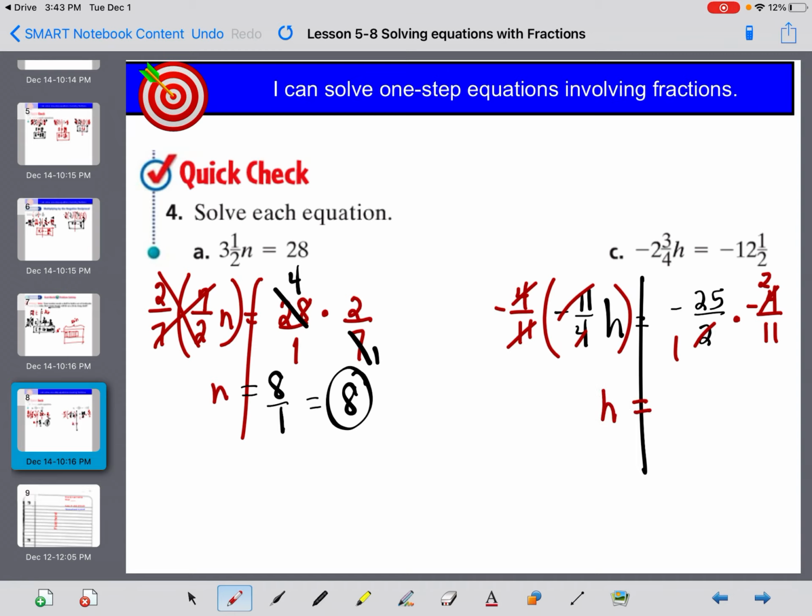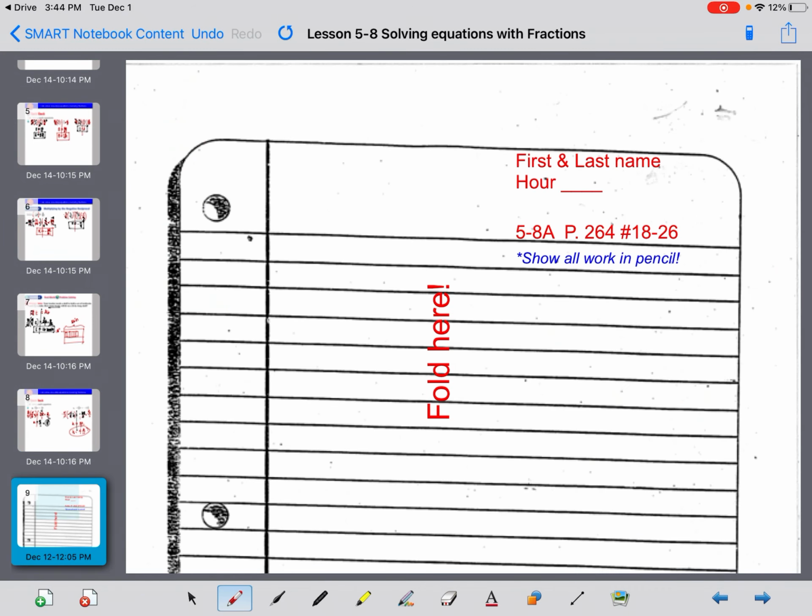25 and 11 have no common factors except 1. A negative 25 times a negative 2 is a positive 50. 1 times 11 is positive 11. But we don't leave it improper. It goes in there 4 times. So h equals 4. 4 times 11 is 44. And 6 elevenths are left. All right, give this a try on your homework. Page 264, 18 through 26.